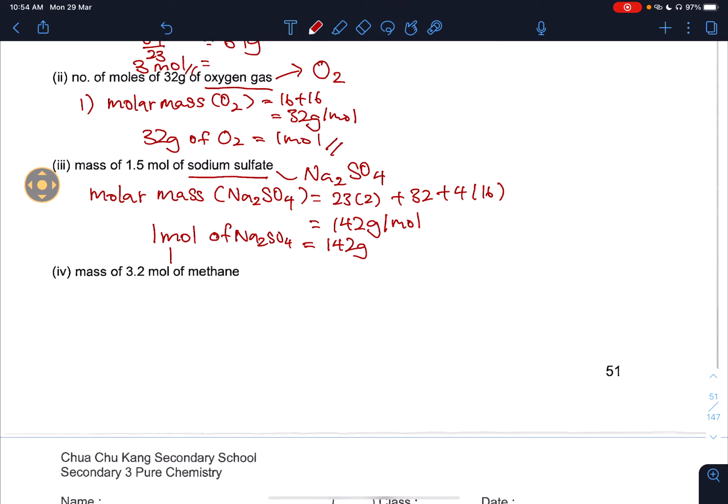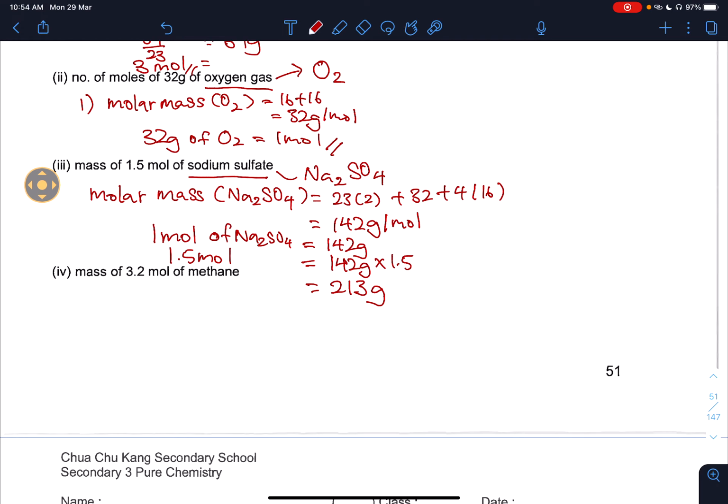Now if I want to know 1.5 moles, use simple ratios. So 142 grams times 1.5. That would be 213 grams.